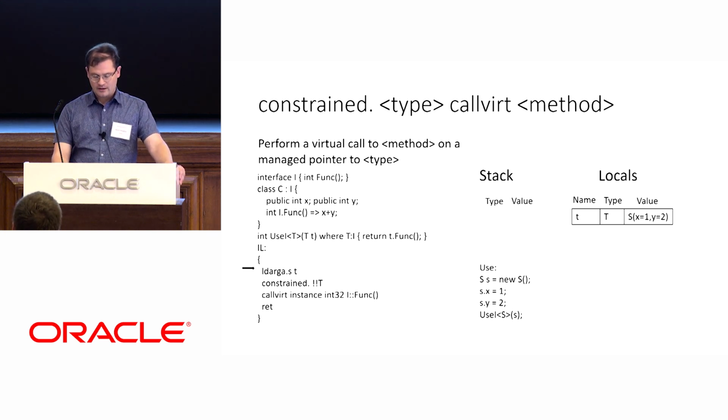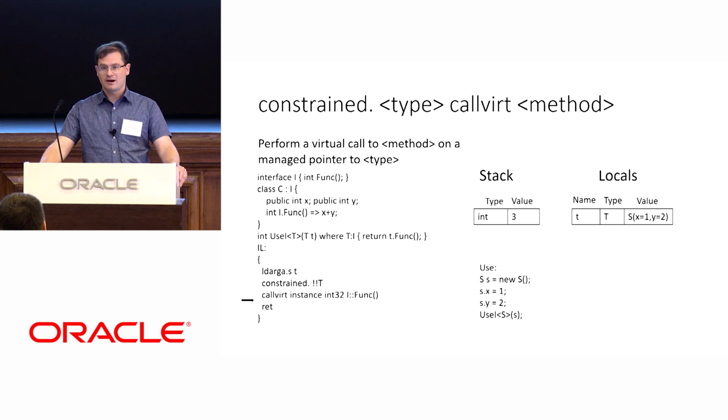So here we have an s, it's a struct passed as the type, and we have a local, which was of type t, which actually has the value with the struct within it. After executing the loadarg address function, this generates a managed pointer, and that managed pointer points at the local. We can then execute the constrained callvirt instruction, and that will directly call the function on struct s, and we'll place a 3 onto the stack.